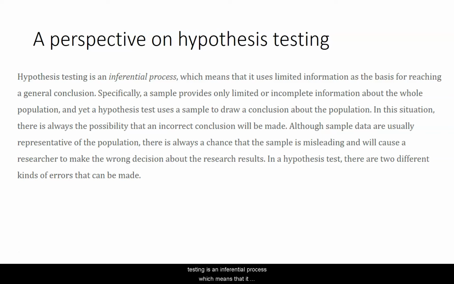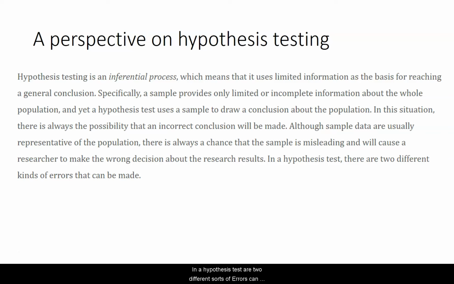Hypothesis testing is an inferential process, which means that it uses limited information as the basis for reaching a general conclusion. Specifically, a sample provides only limited or incomplete information about the whole population, and yet a hypothesis test uses a sample to draw a conclusion about the population. In this situation, there is always the possibility that an incorrect conclusion will be made. Although sample data are usually representative of the population, there's always a chance that the sample is misleading and will cause a researcher to make the wrong decision about research results.